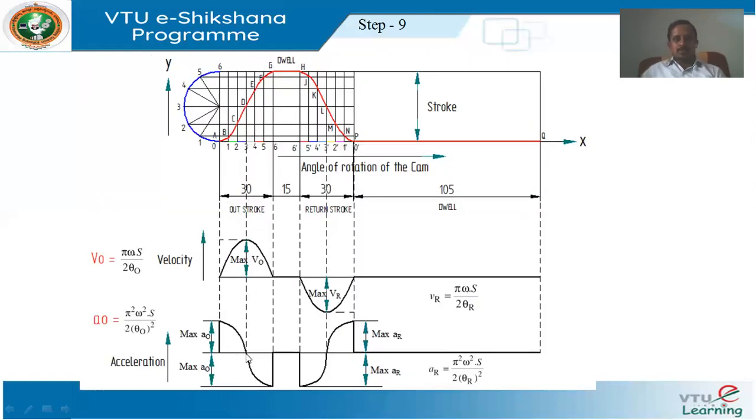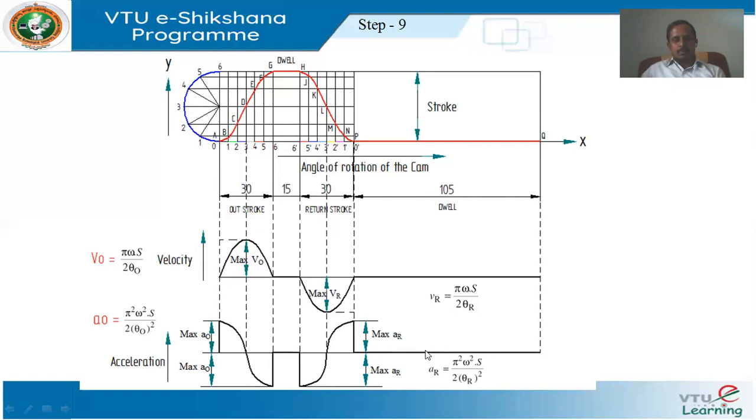This maximum acceleration becomes zero at the mid position of outstroke. Then join these points with a parabolic arc. Next, during the dwell period, the follower motion becomes constant and comes along the reference. Then at the beginning of return stroke, the maximum acceleration is vertically downward. Then at the end of return stroke, it becomes maximum vertically upward. Mark these dimensions. But at the mid position of return stroke, this value becomes zero. Then join these points with a parabolic arc.